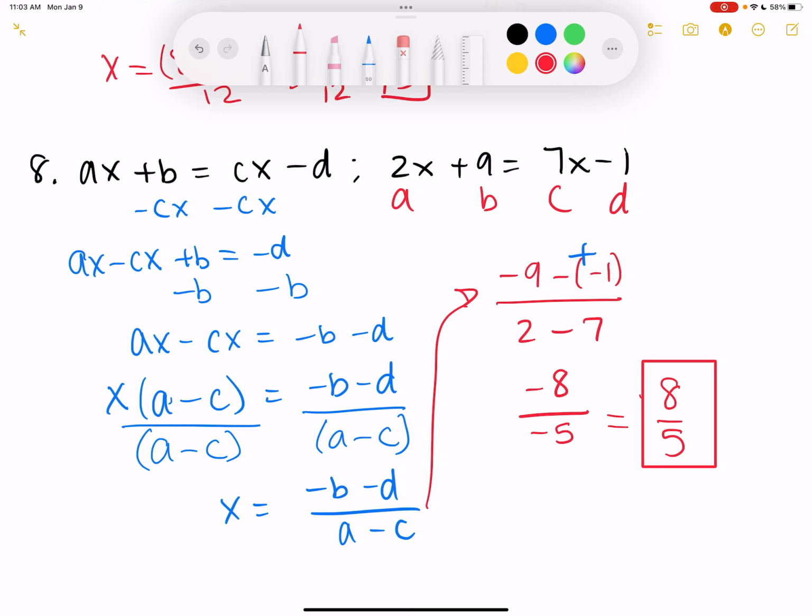Okay, they just literally have a typo in the book. Okay, we're good.